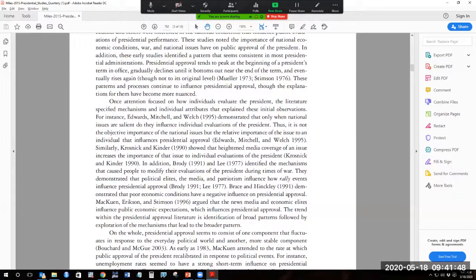So once we start looking at how individuals evaluate the president, then they demonstrate this. So it's not really an objective importance of national issues, but the relative importance to that particular individual, right? And so I'm choosing which literature to include and which to not include. I'm deciding how to organize it. There's not this objective thing out there that tells you how to do it. You get to pick. After you look at the research, you pick how to put it all in.